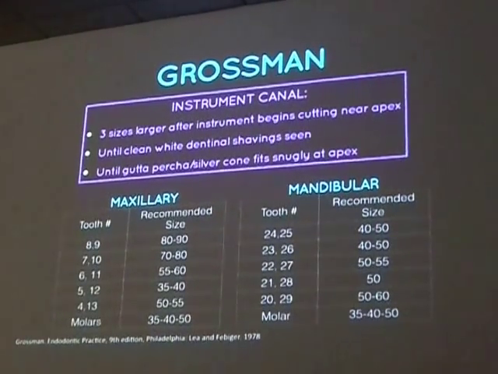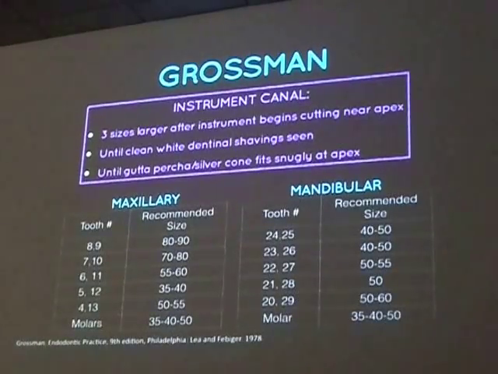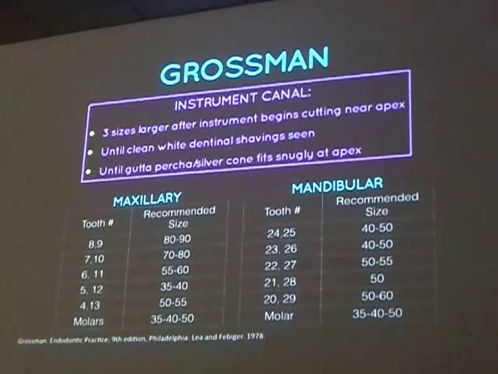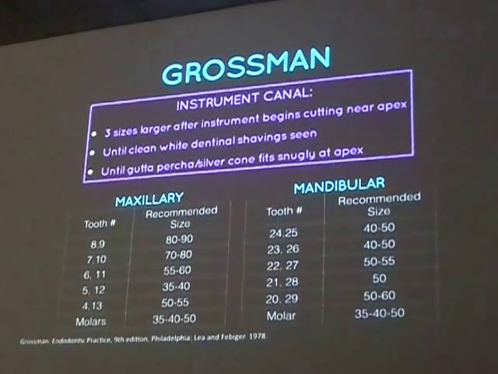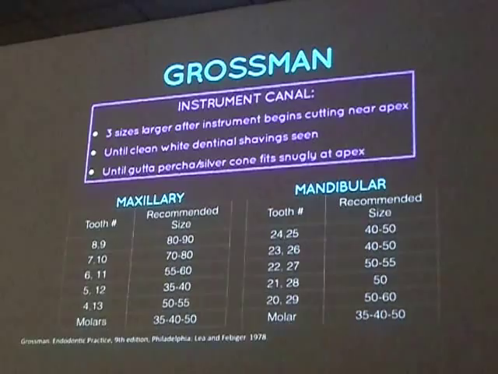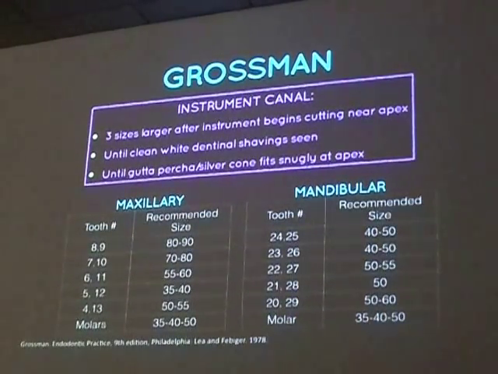Grossman, en su libro, ¿no? Cuando nos habla sobre la instrumentación del conducto, nos sugiere que nosotros deberíamos preparar e instrumentar el conducto a 3 tamaños mayores del primer instrumento que ajusta, o del cual veamos cuál es el primer instrumento que realmente está contactando con las paredes. O sea, a partir de ese primer instrumento, 3 tamaños mayores, ¿no?